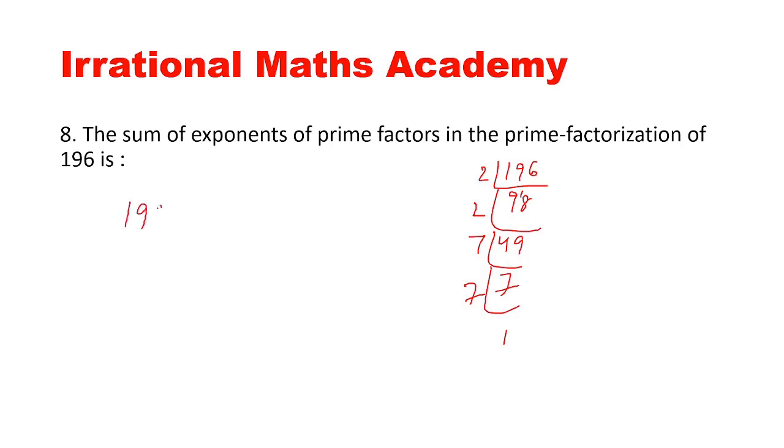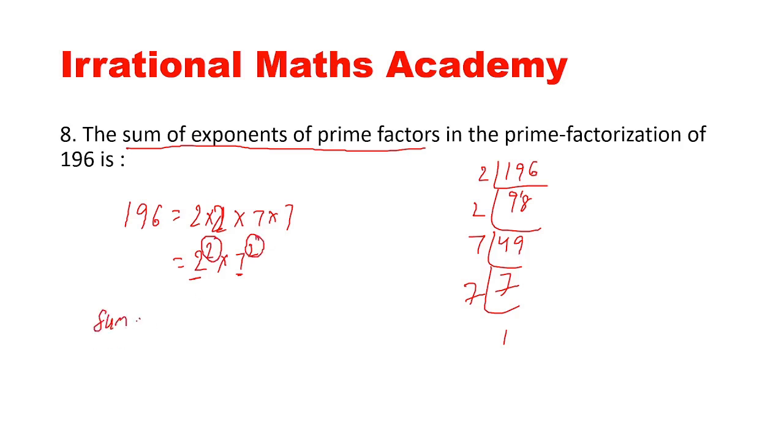So 196 can be written as what? 2 into 2 into 7 into 7. That is 2 power 2 into 7 power 2. What they are asking? They are asking the sum of the exponents of prime factors. 2 is a prime factor, 7 is a prime factor. Their exponent is what? Here 2, here also it is 2. So sum of the exponents is 2 plus 2, 4. Is this clear?